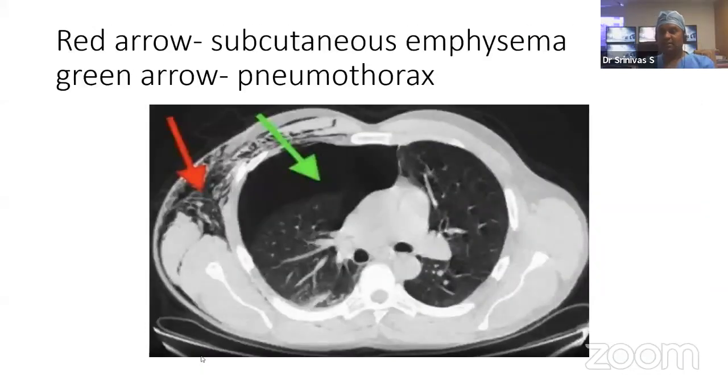So this green arrow shows the pneumothorax. This is the anterior part of the chest. This is the posterior part of the chest.